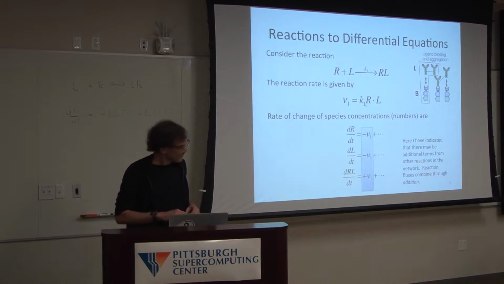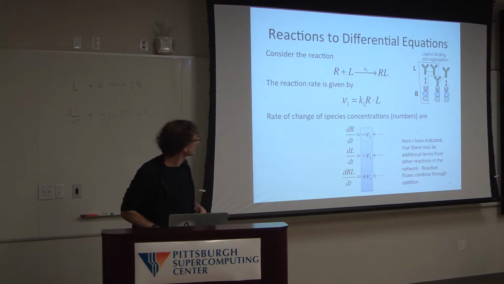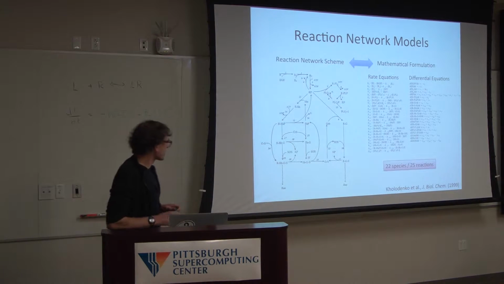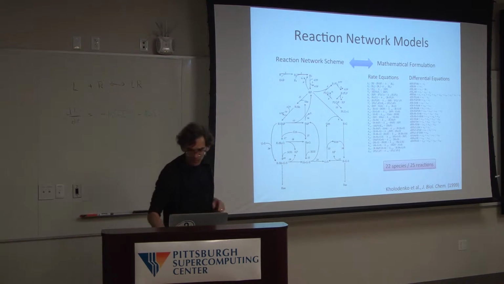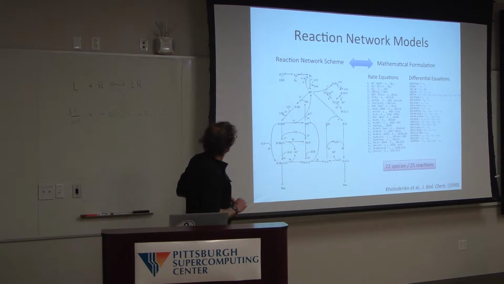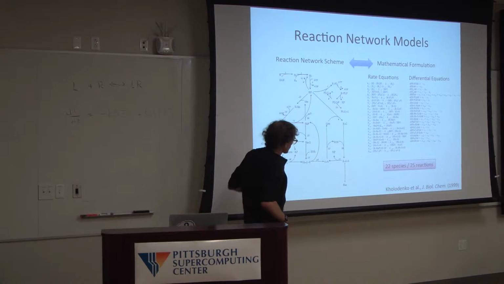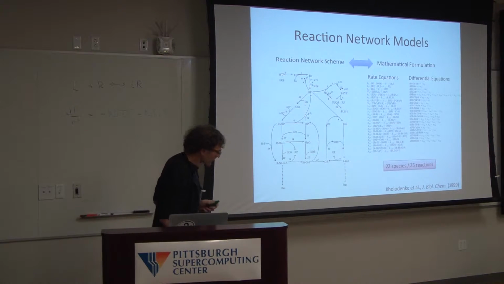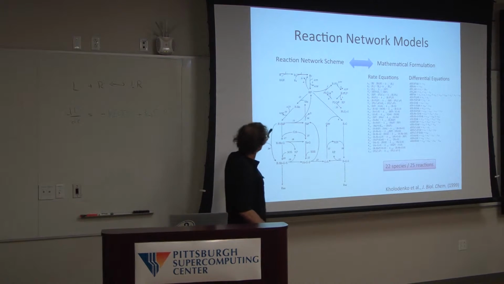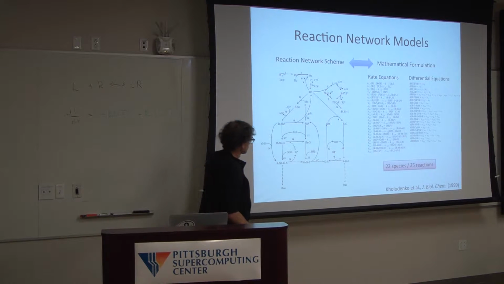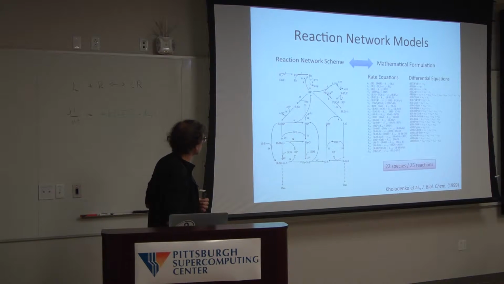OK. So we talked about this. This is what it scales up to. This is an example of a signaling network that occurs frequently in mammalian cell biology. The epidermal growth factor signaling network actually has earlier origins than that.